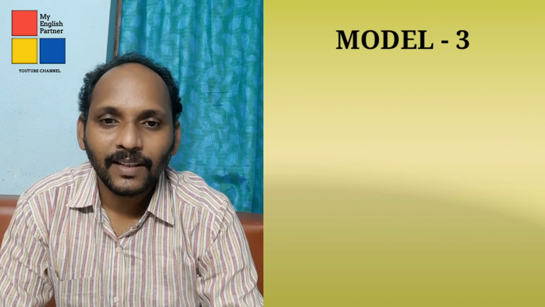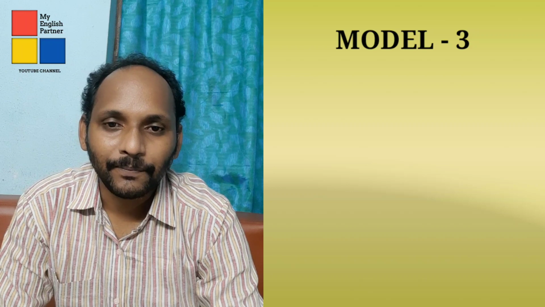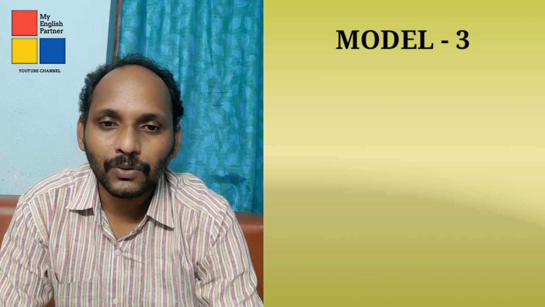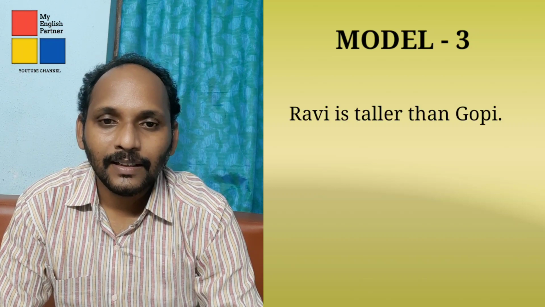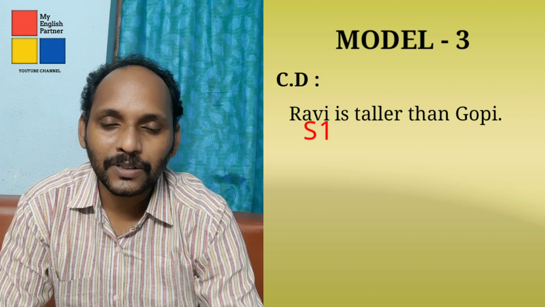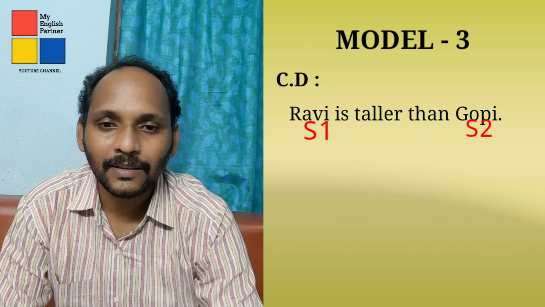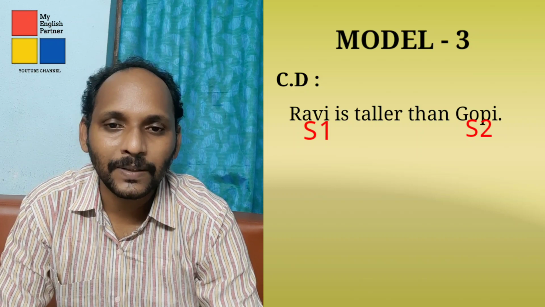Model 3. In this model, we have two subjects only, so there will be no superlative degree. Ravi is taller than Gopi. Here we have two subjects, Ravi and Gopi. The comparison exists between two things or two persons only.